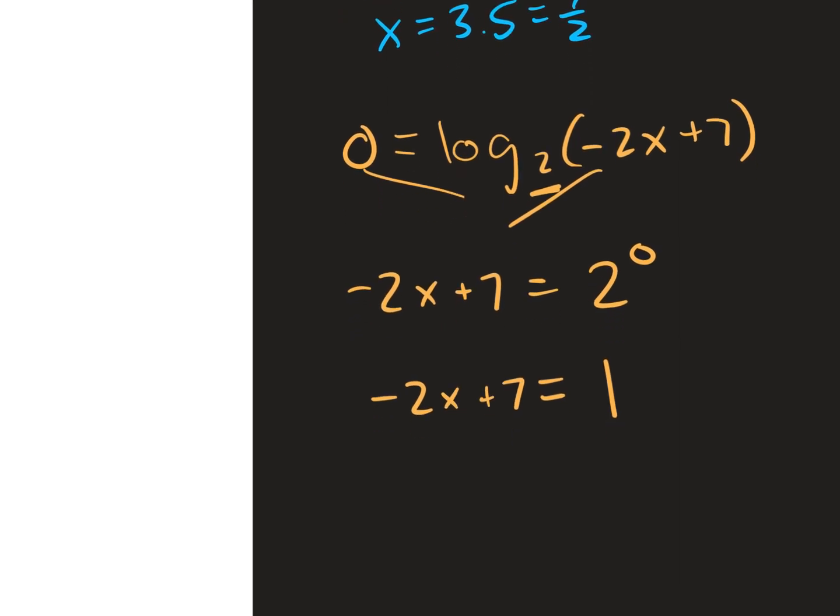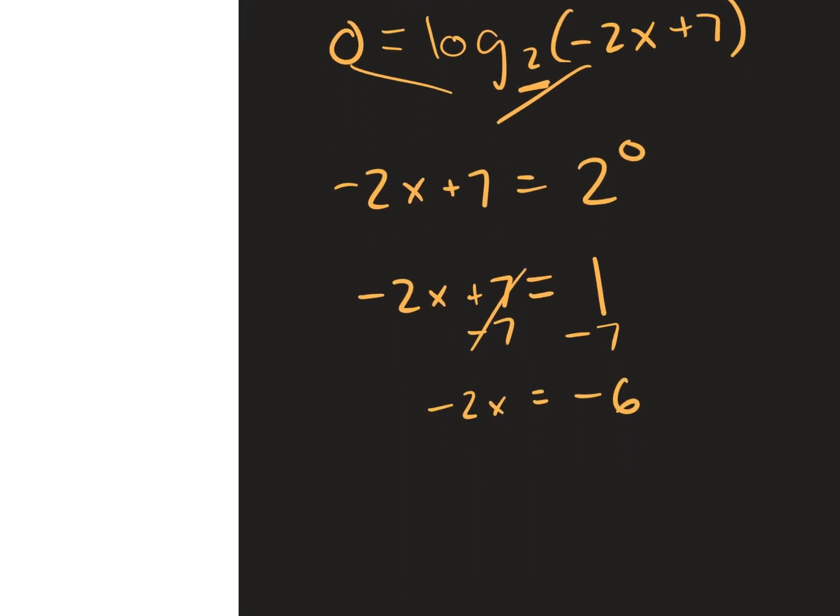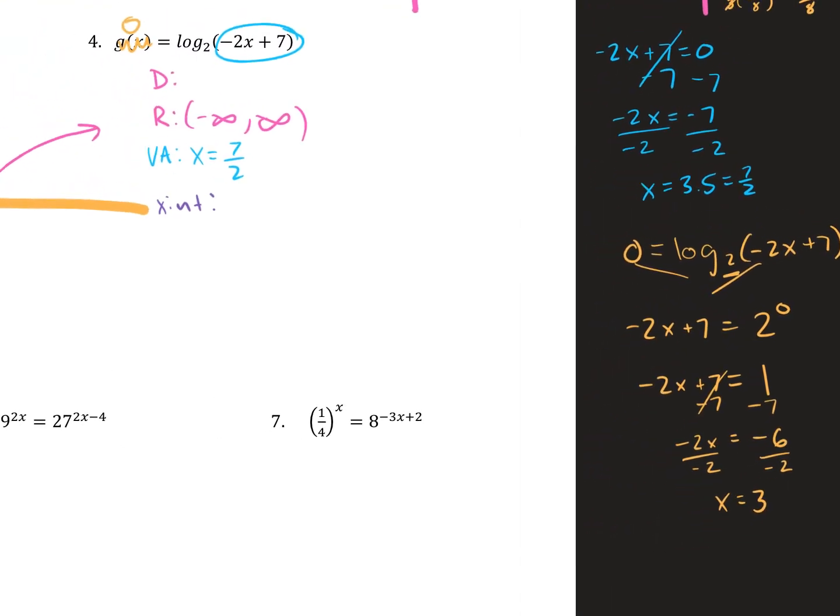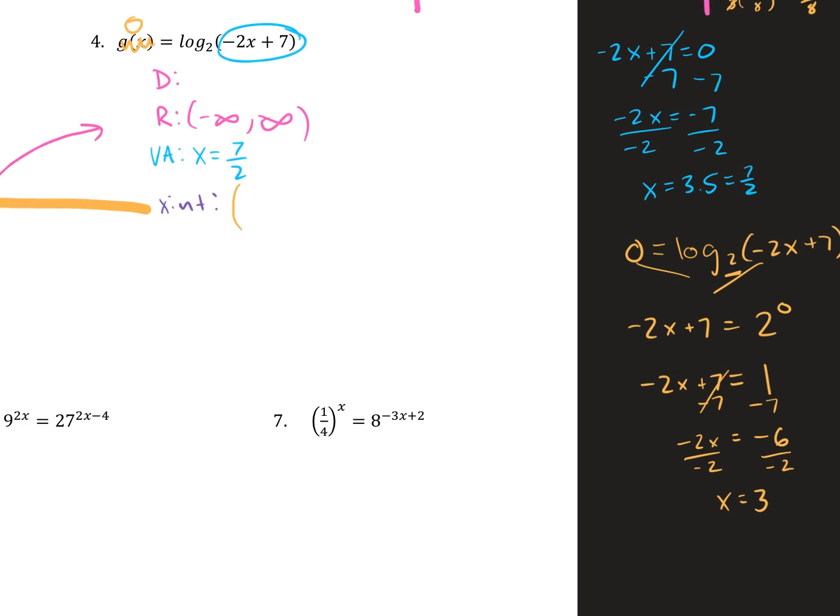Then we solve for x, so I'm going to subtract 7 on both sides. So negative 2x is equal to negative 6. Divide by negative 2. So x is equal to 3. So that was my x-intercept, which is a coordinate point. So it's going to be 3, 0.